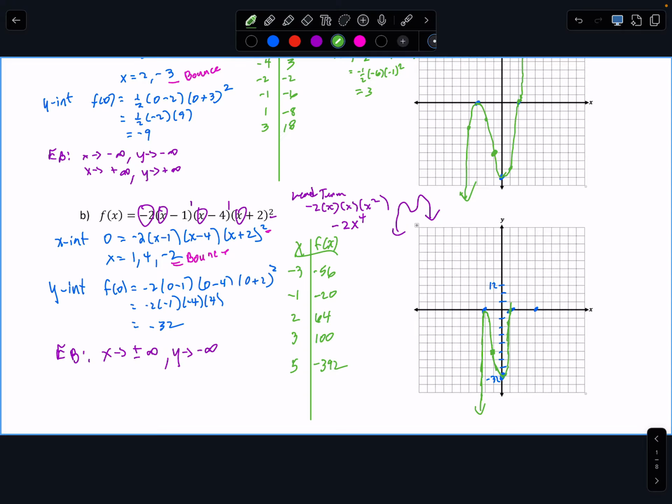start coming back up, and you're going to cross because at 1 it's just to the first power, so it will cross. And at 2 you're at 64, so we're going to just make it up. That's at 64. And then at 3, we're going to say that's 3 100, not to scale. And it's going to come around, and it's going to go super steep because it's going to cross through at 4, and then it's at negative 392 before it ever gets to 5.